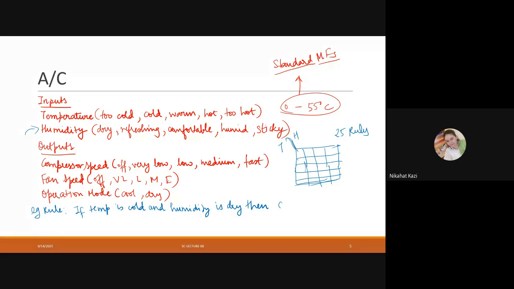So rules form a very important part of modeling a fuzzy inference system. A fuzzy knowledge-based system is also called a fuzzy inference system, FIS.